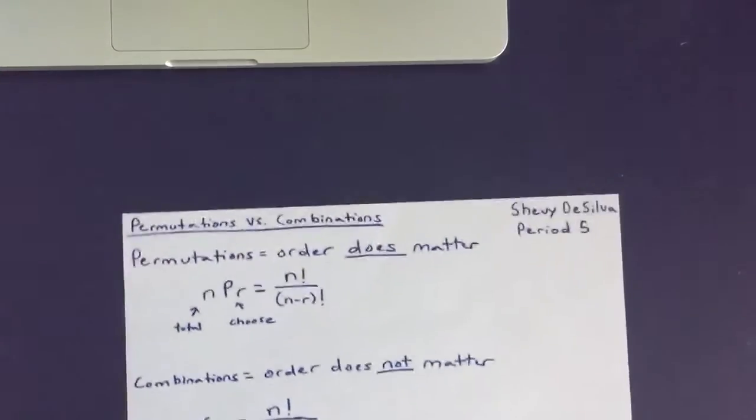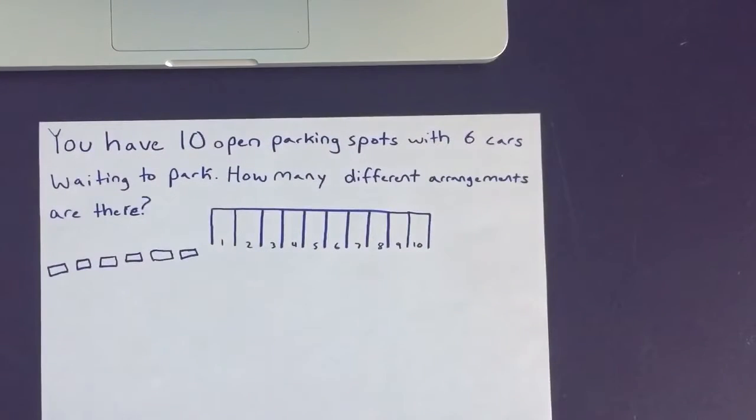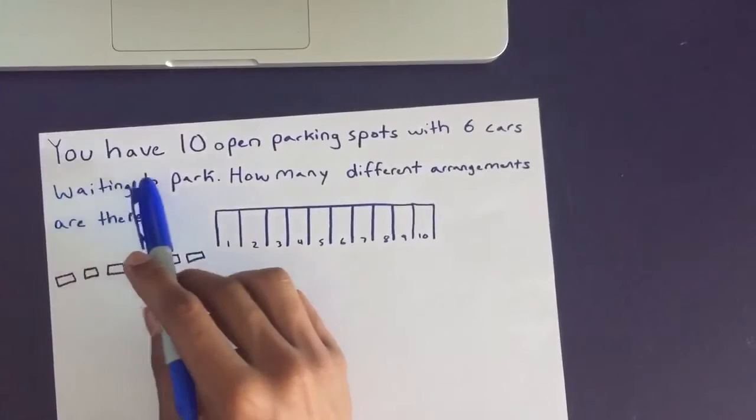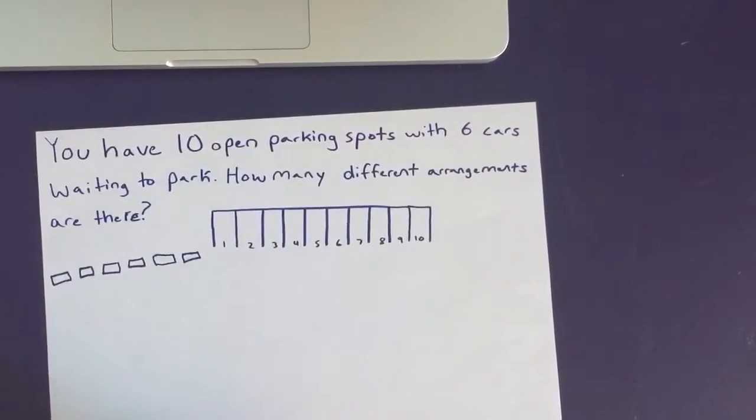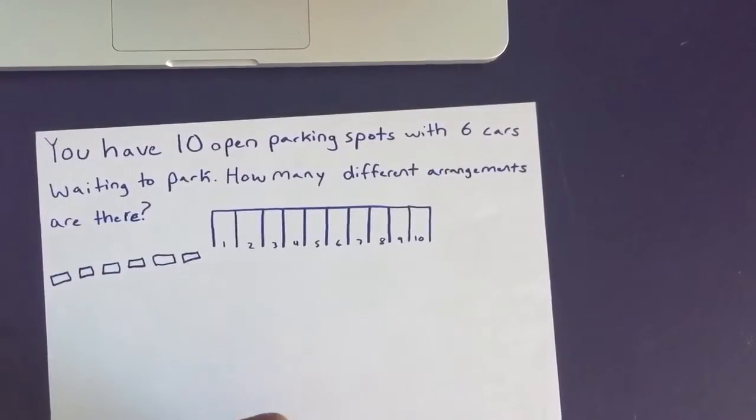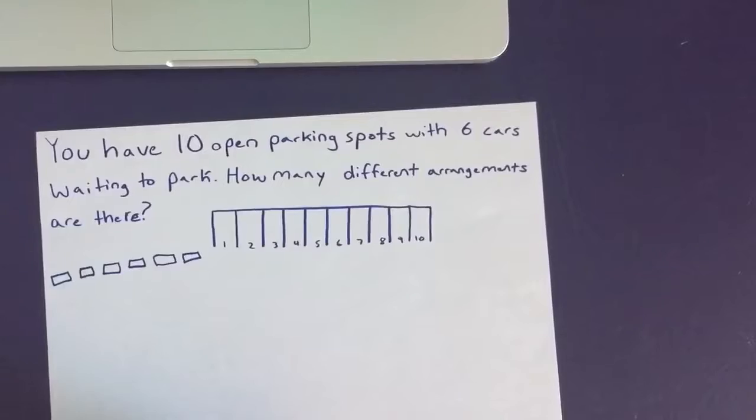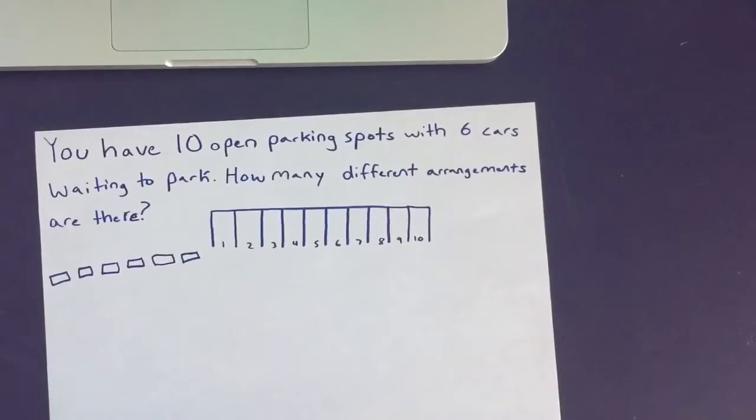So we're going to be looking at two problems. And the first thing you need to ask yourself is it a permutation or is it a combination? So this problem says you have 10 open parking spots with 6 cars waiting to park. How many different arrangements are there? So since it's talking about arrangements, this is actually a permutation.